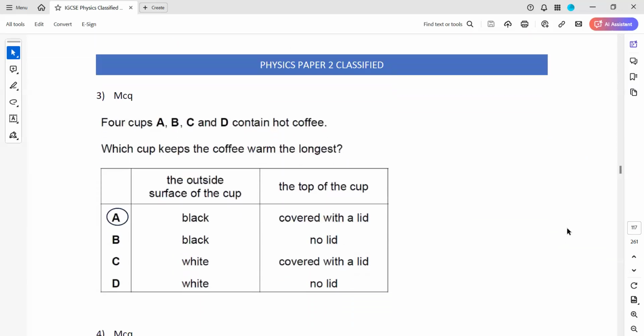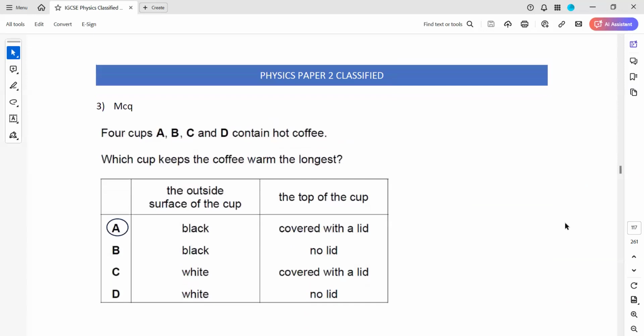Four cups A, B, C, and D contain hot coffee. Which cup keeps the coffee warm for the longest time? First thing, like when buying a hot drink, there should be a lid placed on the hot drink. When there is a lid placed on the hot drink, it reduces the rate of evaporation. So the top should have a lid.